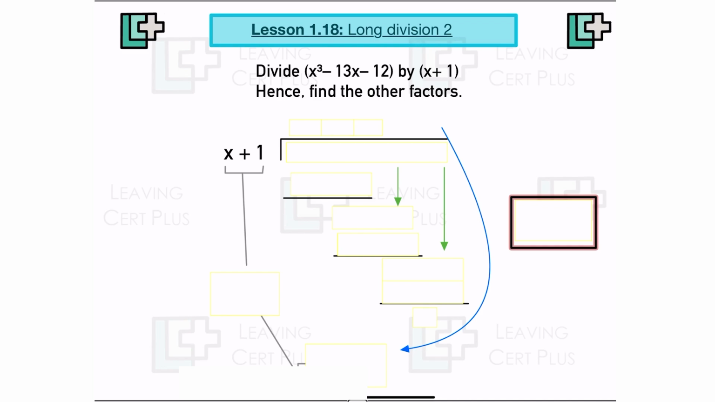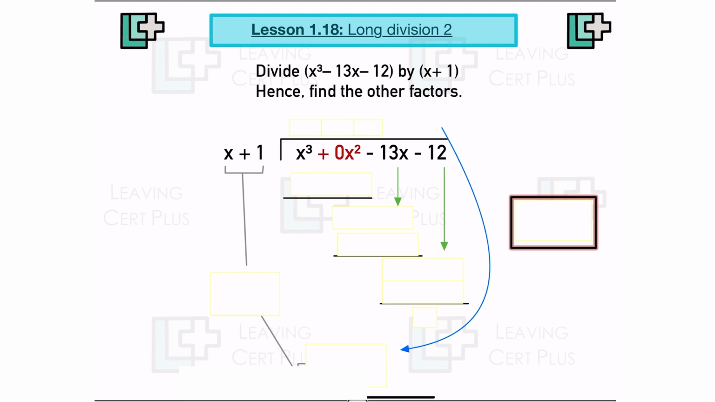This first question has a few parts that are a little bit different to the ones we tried in the previous lesson. If you want, you can pause the video now and give this question a go. So we're asked to divide this cubic function by this linear function. What you'll notice is that this cubic function has no x squared. So if you are given a cubic function with no x squared, you want to draw in a 0x squared.